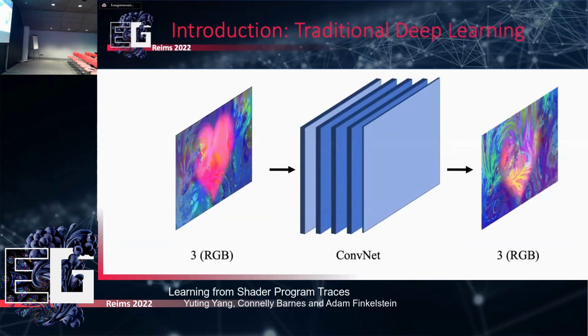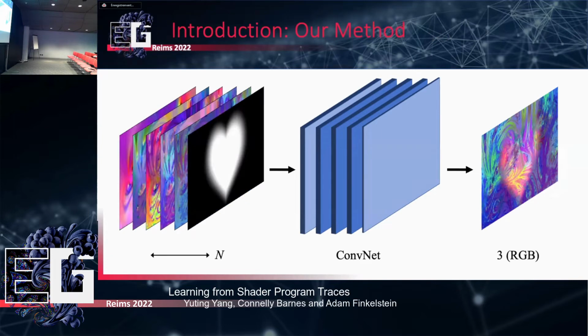Returning to the learning problem, typical network architectures take a 3-channel input tensor encoding RGB. The point of our paper is that the model can learn instead from an n-channel input tensor that includes not just RGB and not just a few hand-picked features, but rather the full program trace.